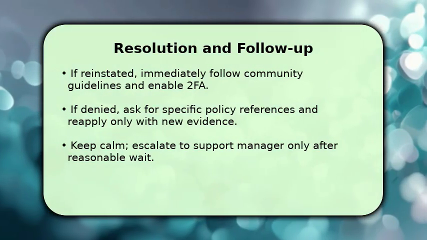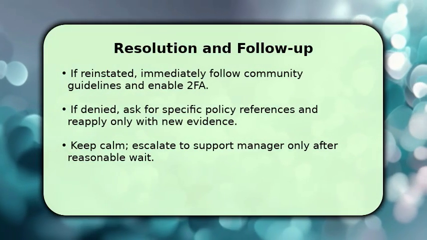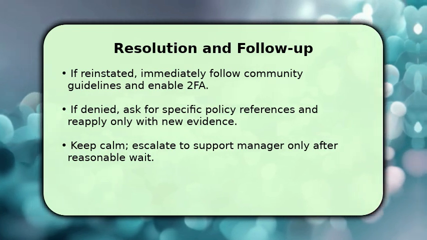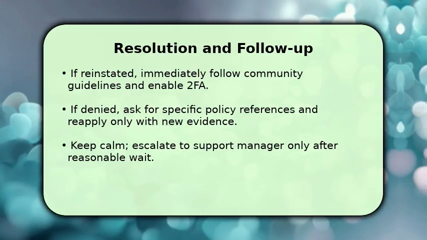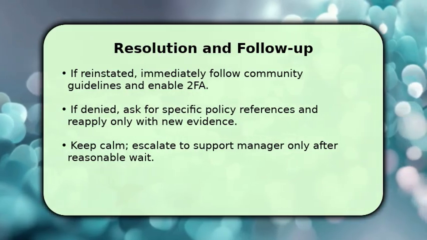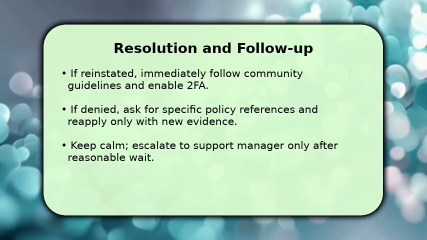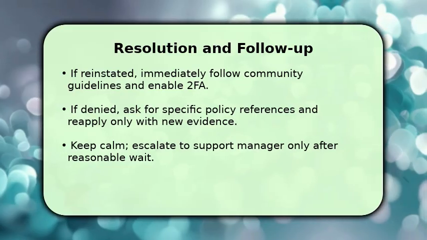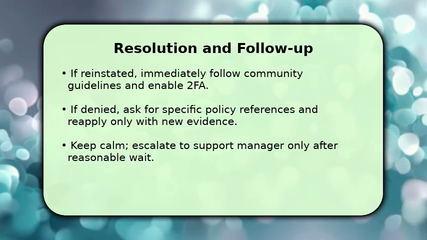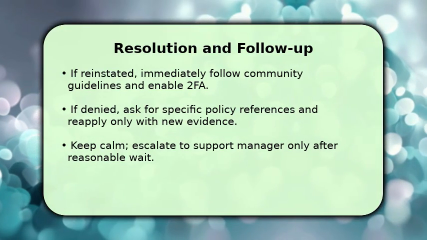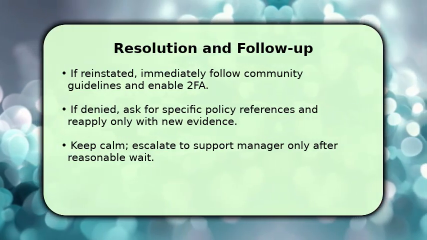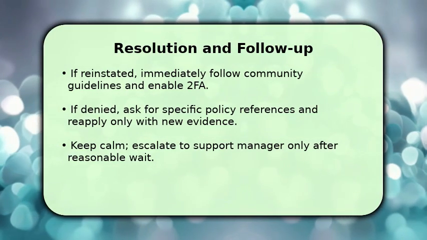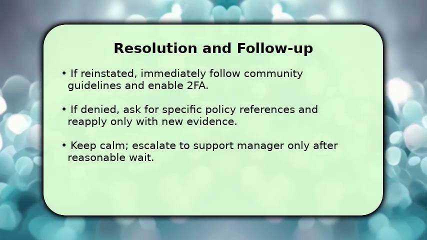If your appeal succeeds, you'll need to adopt safer habits. Enable two-factor authentication, review community rules, and remove any borderline content. If the appeal is denied, ask support for the exact policy citations and whether you can reapply with additional evidence. Document that reply. Once you've waited a reasonable timeframe, consider a structured follow-up or escalation through the same official channels. Troubleshooting tip: if responses stall, politely request a ticket update before trying alternate contact methods.